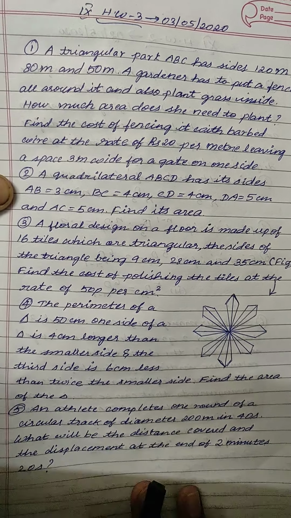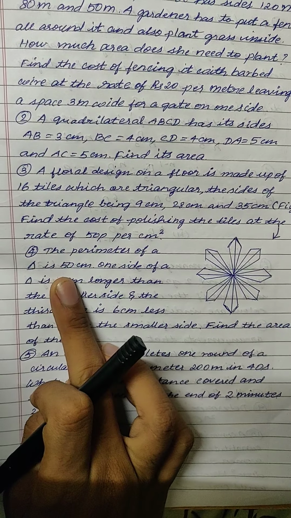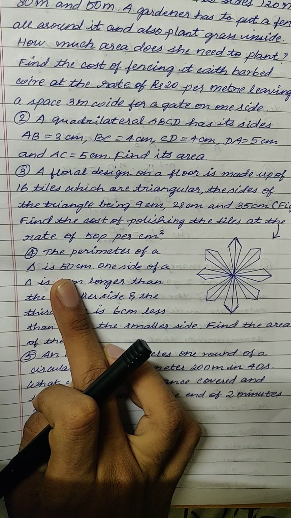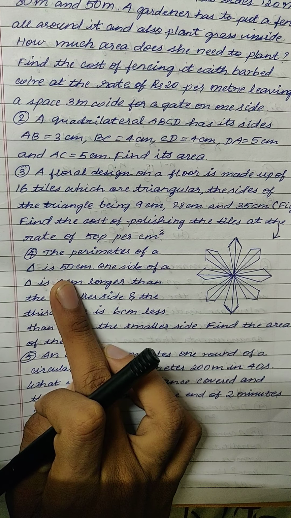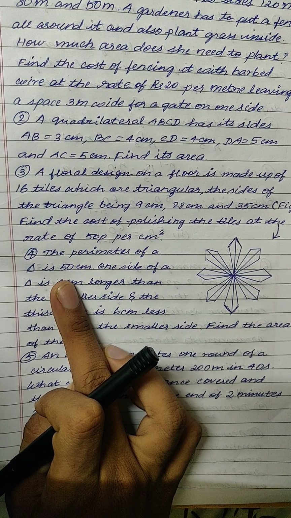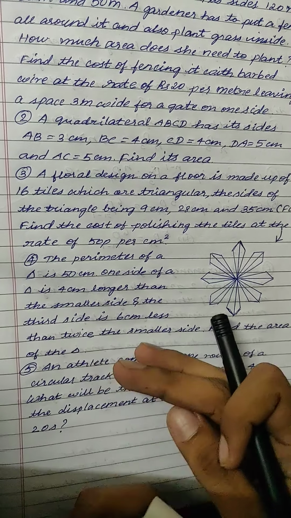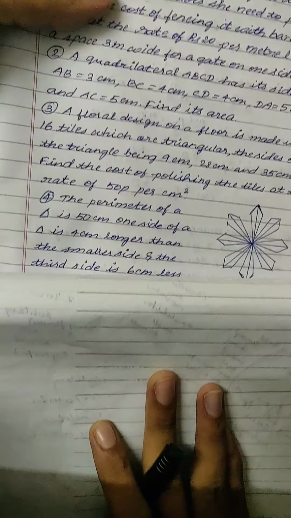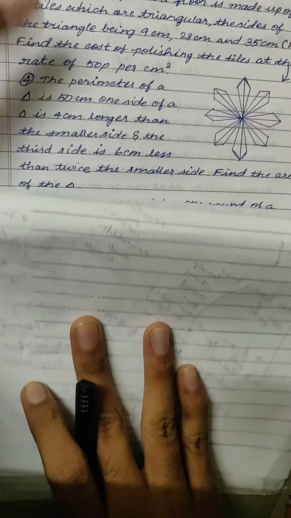Now comes the fourth question. They have given the perimeter of a triangle is 50. So they have given the addition of the 3 sides as 50. When you add the 3 sides, you'll be getting 50. But they have not mentioned the individual sides. So that is the issue. You just know that the perimeter of the triangle is 50 centimeter.